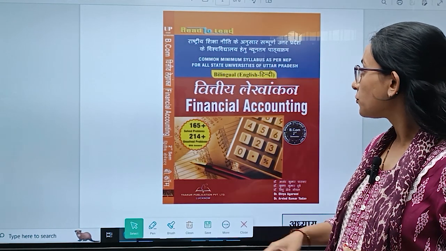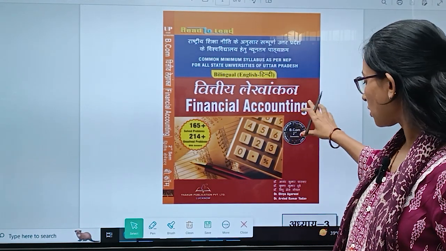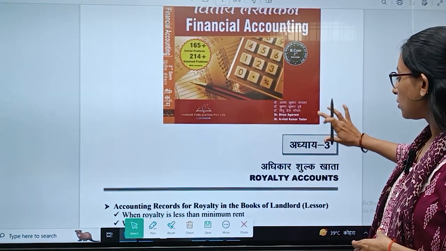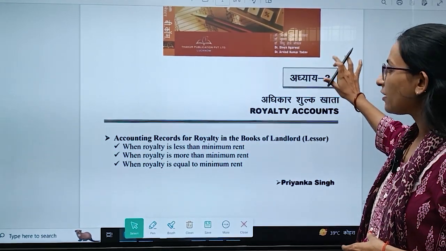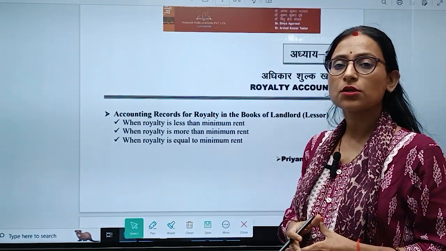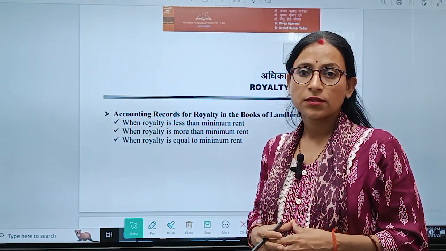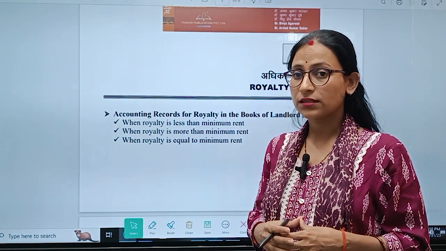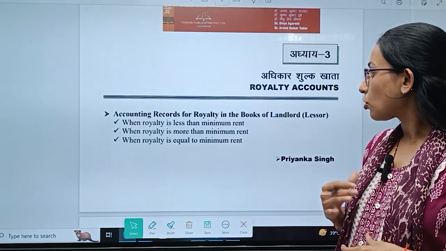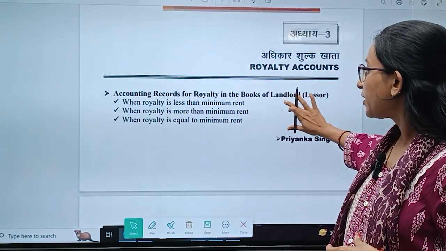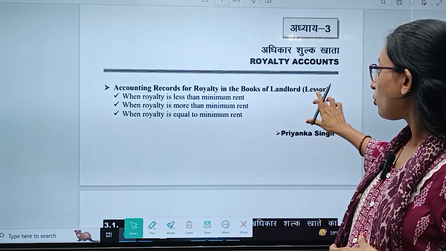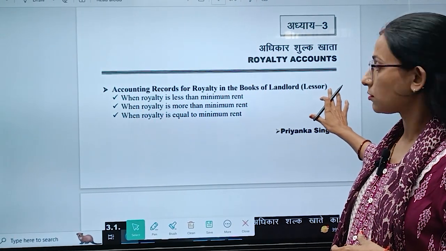Today my topic is from UP BCom second semester financial accounting subject, chapter number 3, that is royalty account. I have already taught you the basics of royalty account in my previous lecture. Those who have not found it, please go to the playlist and get it from there. Today my topic focus is on accounting record for royalty in the book of landlord or lessor.